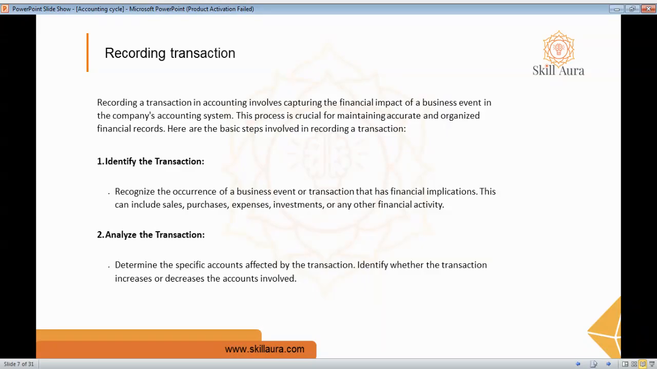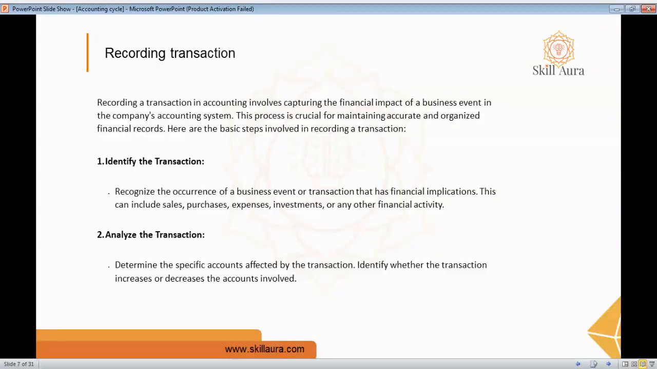Here it is the second step in the accounting cycle. The first one is identifying the transaction and analyzing the transaction. As you know, we have to identify, for example, what kind of financial activity or event affects the company's accounts, like sales, or it might be purchases, or it might be expenses or payments, like that. We have to identify the transaction.